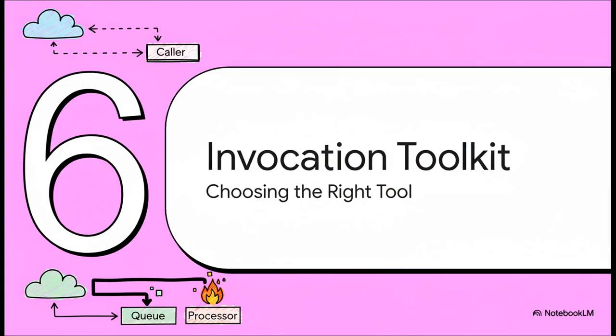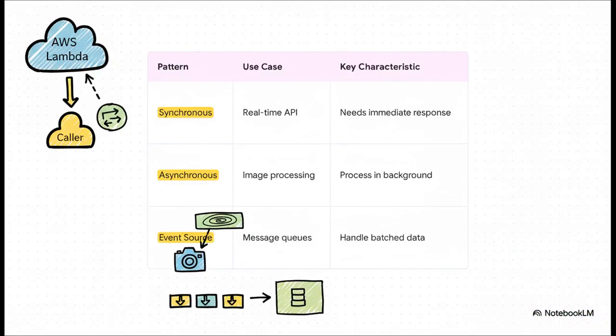So, we've gone through a lot. We've got synchronous calls, asynchronous events, automated triggers. The big takeaway here is that you now have a whole toolkit. And the key to being a great serverless developer is knowing which tool to pull out for the right job. And this table really lays it all out pretty clearly. Is a user staring at a loading spinner in their browser? You absolutely need a synchronous invocation.